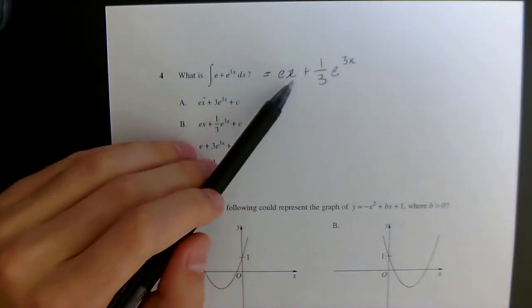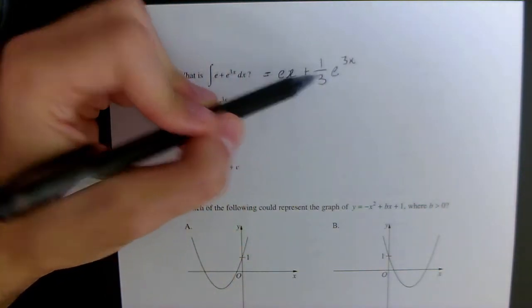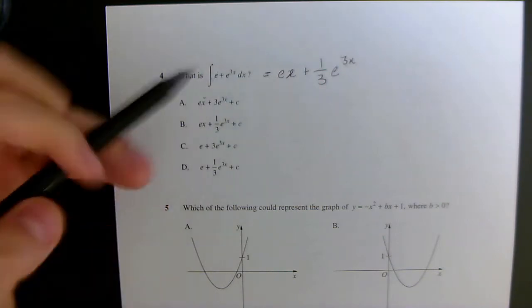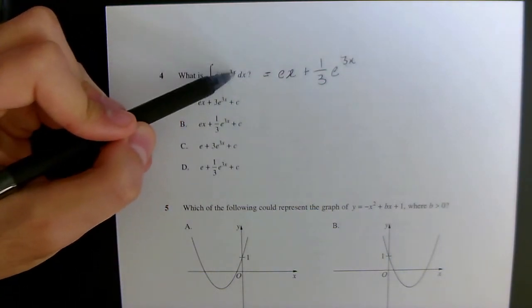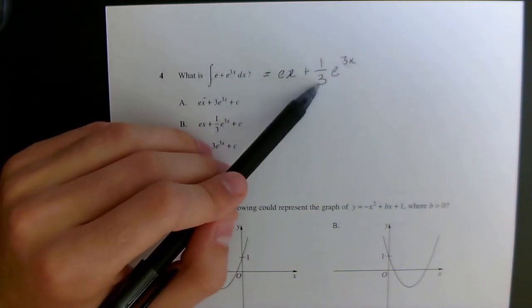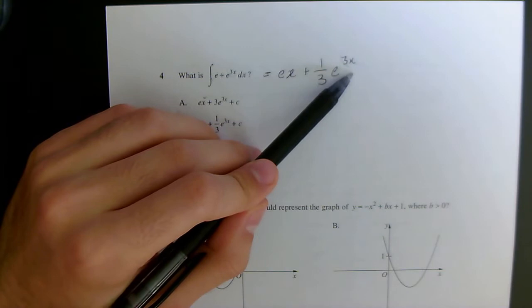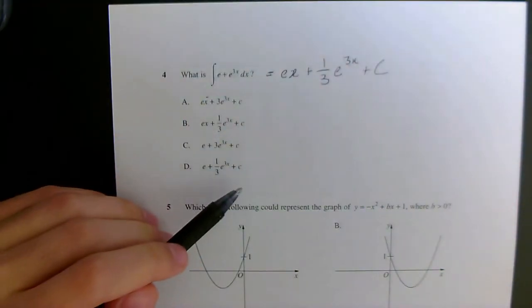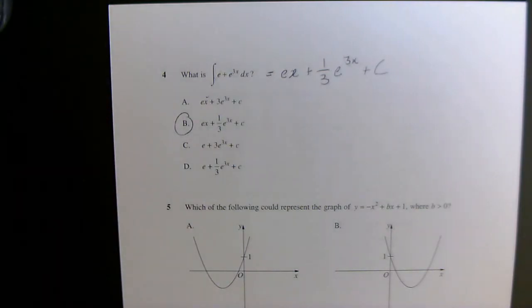Okay, and how we obtain this 1 on 3 was it's 1 over the derivative of that function. So e to the 3x, so 3x is like a function we call it, and the integral of that is 1 over the derivative multiplied just by that x exponent. Okay, and obviously this is all plus c, and yeah, so we obtain B as our answer.